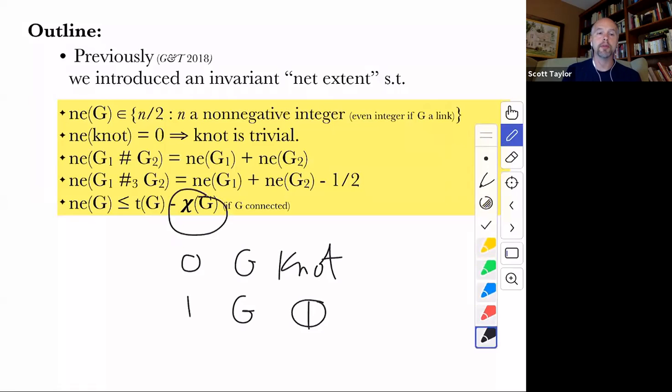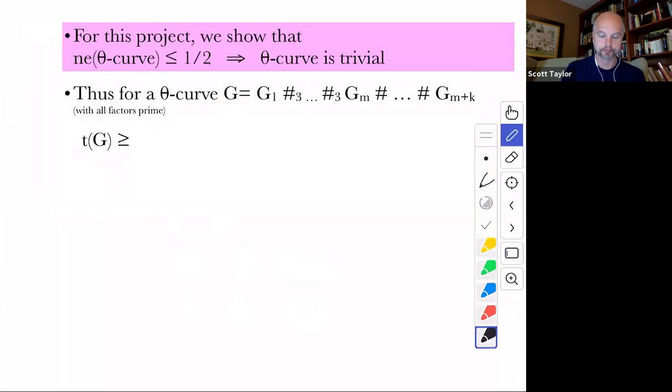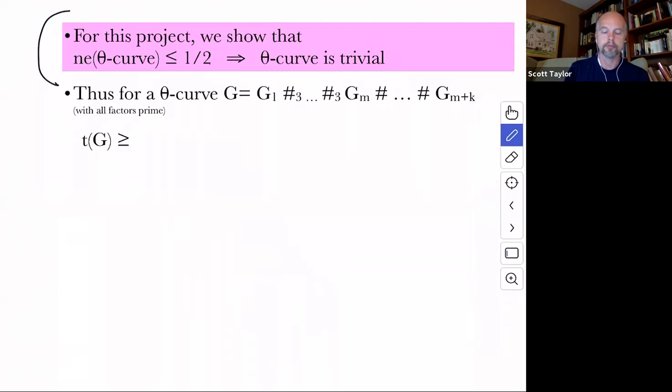All right, so if we assume the existence of this, I can give you the idea for how to prove the main part of our theorem pretty easily. What we have to do first, which I'm not going to do in this talk, is show that not only does net extent detect the unknot, it also detects the trivial theta curve. So if you have a theta curve and its net extent is at most 1/2, in fact, 1/2 is the smallest the net extent of a theta curve can be, then if it's equal to 1/2, the theta curve is trivial.